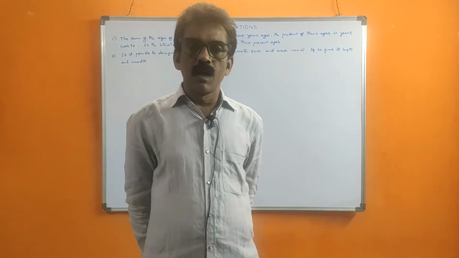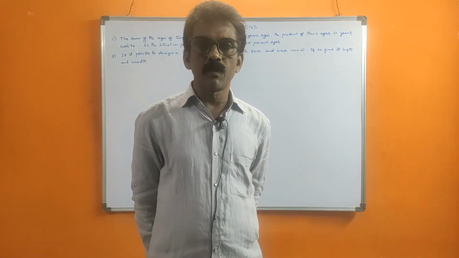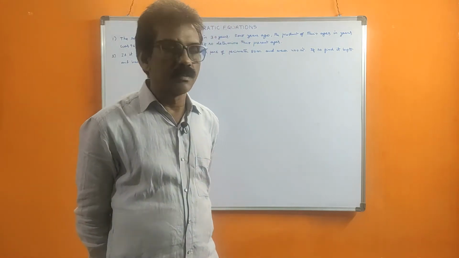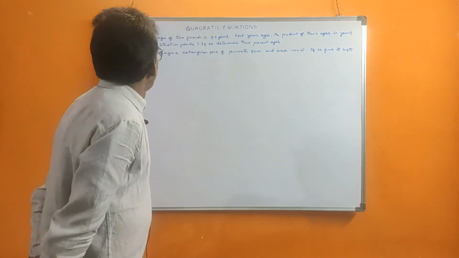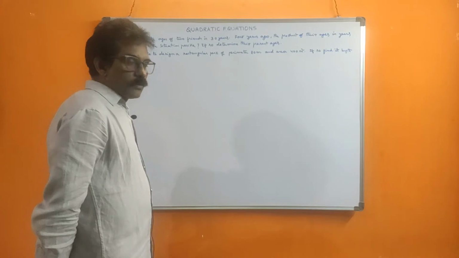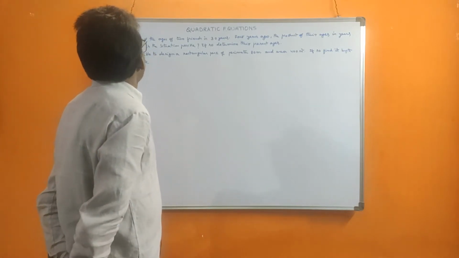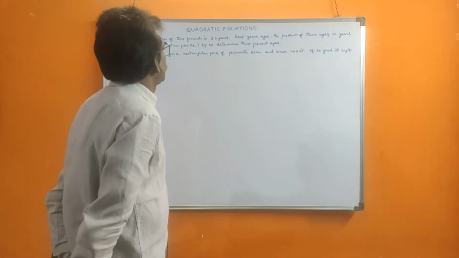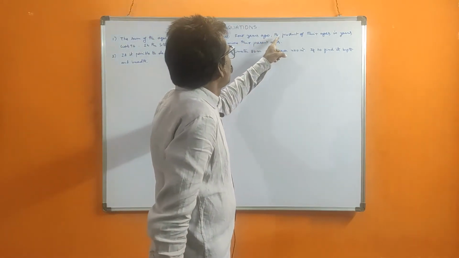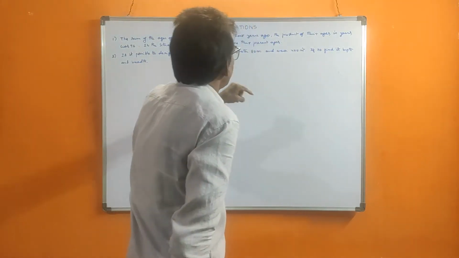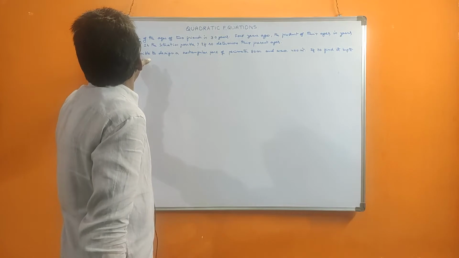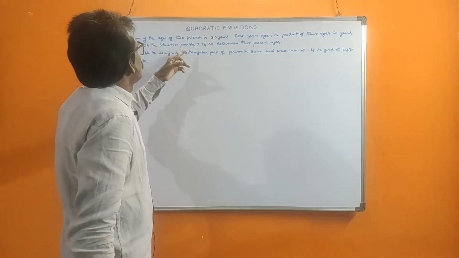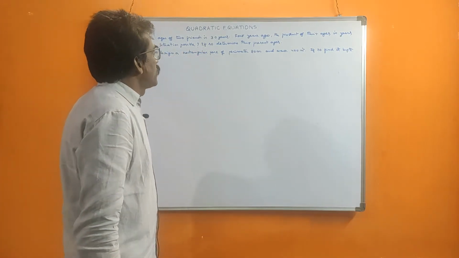In this video, I want to explain some more numerical problems on quadratic equations. Now, the first problem: the sum of the ages of two friends is 30 years. 4 years ago, the product of their ages in years was 96. Is the situation possible? If so, determine their ages.